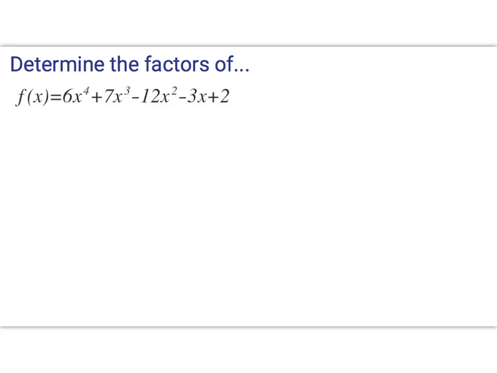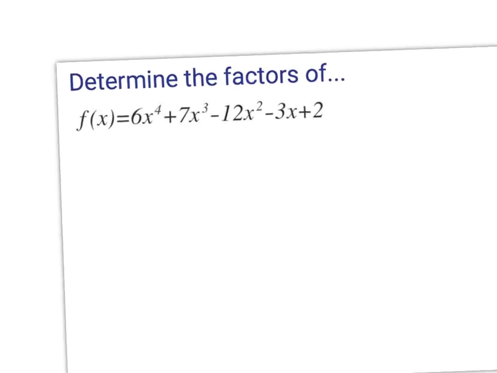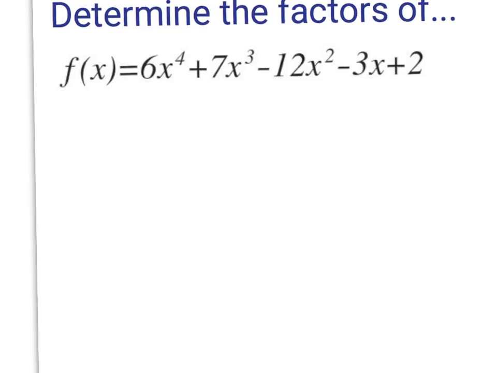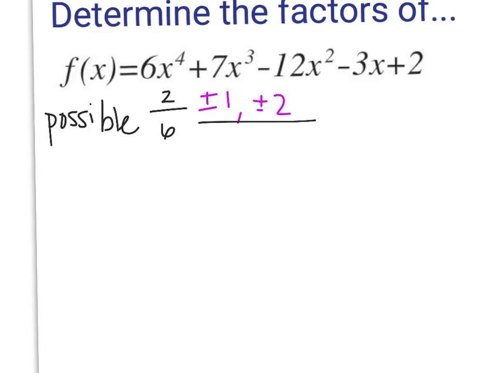Okay, so we're going to do all that again. Determine the factors of 6x to the 4th plus 7x to the 3rd minus 12x squared minus 3x plus 2. So the first thing we're going to do is list out all of our possible factors. To find our possible factors, I'm going to take my factors of 2 and divide it by my factors of 6. Well, my factors of 2 are 1 and 2. That's it. My factors of 6, there's a couple more. There's 1, 2, 3, and 6.